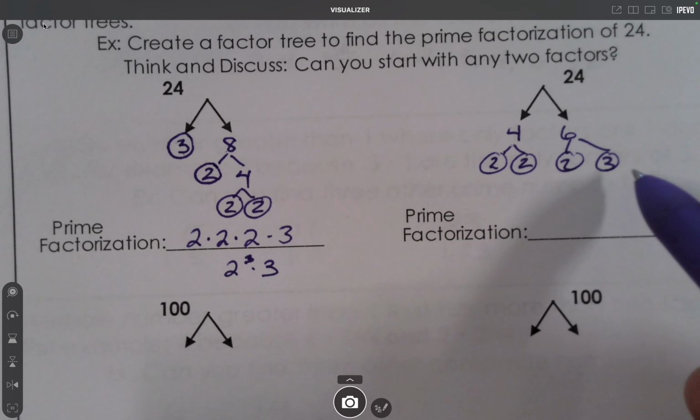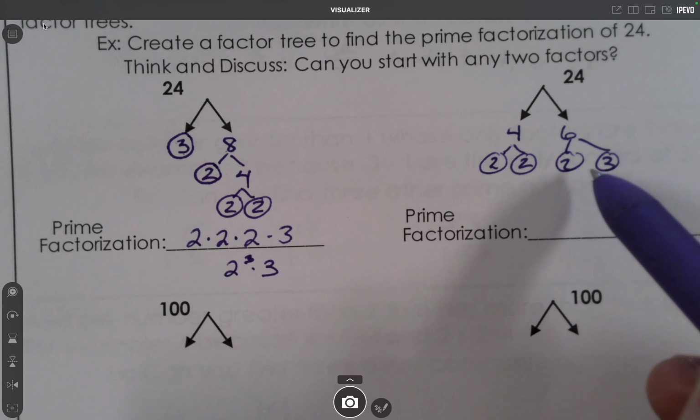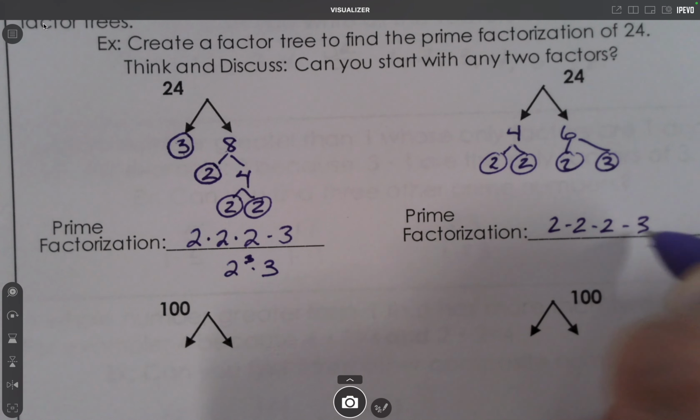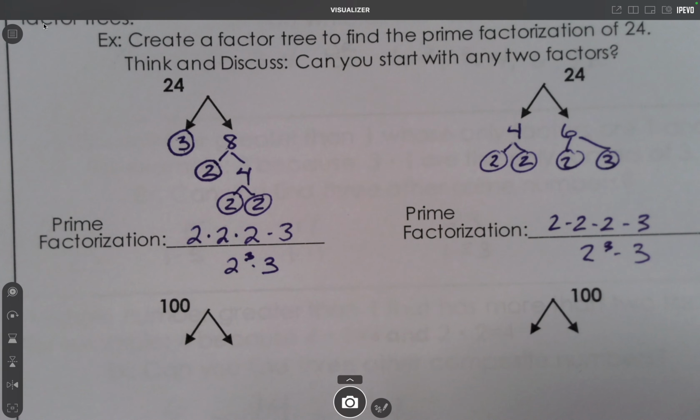So you can see they come up with an identical result. 3 2's and 1 3. So 2 times 2 times 2 times 3, or we could say 2 cubed times 3.